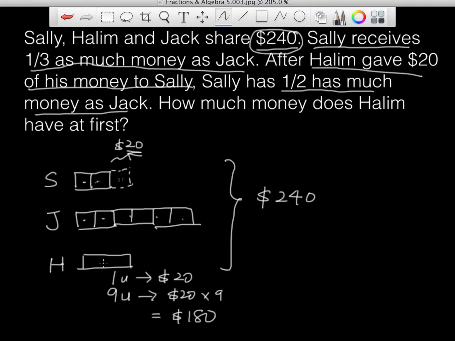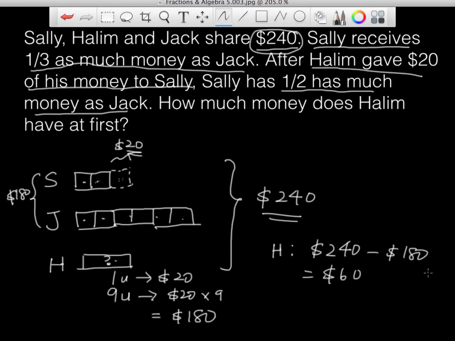So then we can find how much Halim has here. Because we know that all three of them share $240, and so if Sally and Jack, between them, are holding $180, then Halim must be holding $240 minus $180, which is $60.